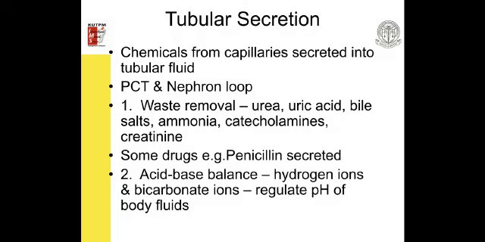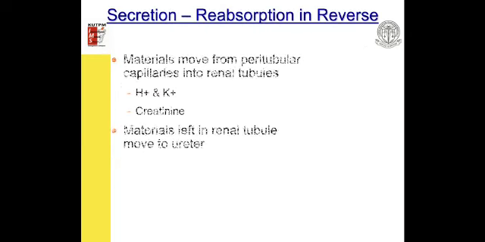This happens in the proximal convoluted tubule and the loop of Henle. The wastes which are removed are urea, uric acid, bile salts, ammonia, catecholamines, and creatinine. Some drugs like penicillin are secreted. This tubular secretion helps in maintaining the acid-base balance, when hydrogen ions and bicarbonate ions regulate the pH of the body fluids.